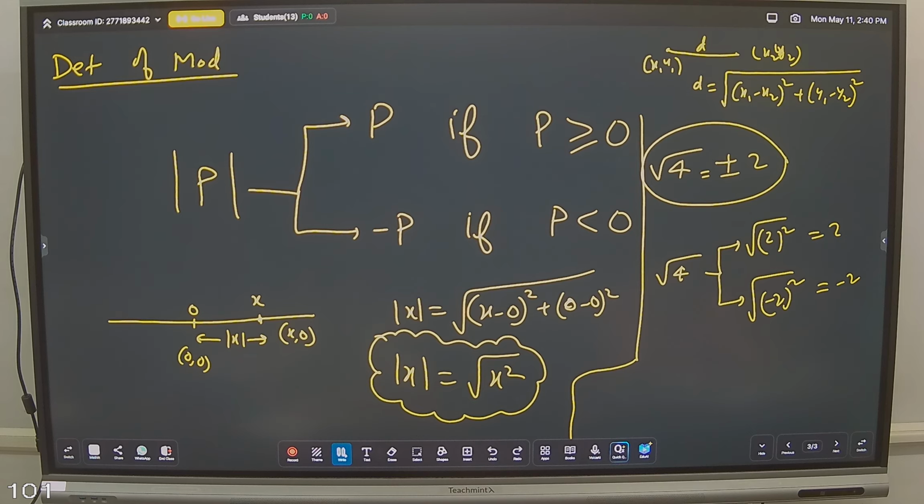But actually, root x square is x or mod x? Root x square is x or mod x? So actually this value will be this. Now what is the value? 2. Not getting 2. But still some people having confusion.